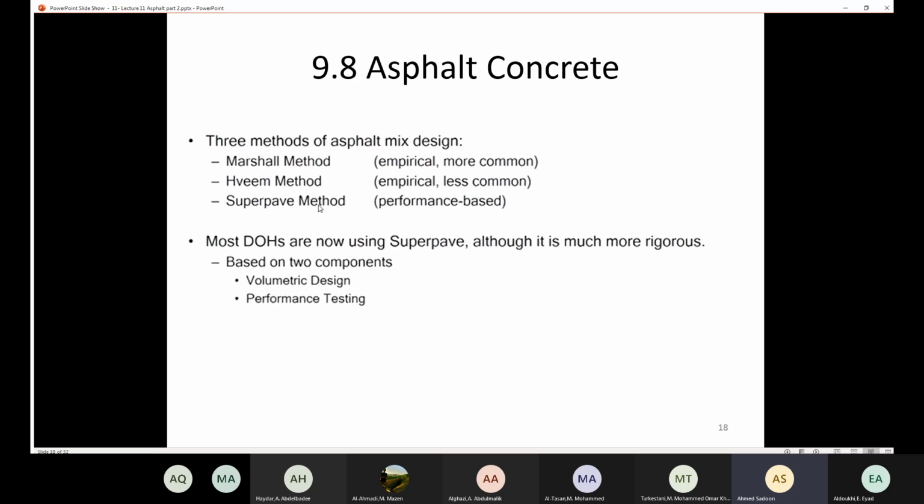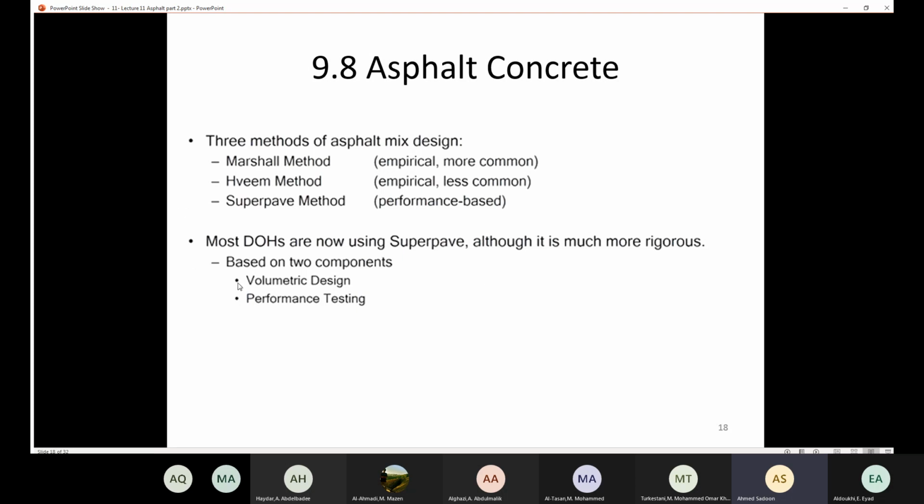Finally, we have the Superpave method. We say that this method has been introduced in 1987, and this method depends on the performance. It is the best method right now, and most of the DOH, the Department of Highways across the countries, are now using the Superpave, although it's much more rigorous. So this one is accurate. It requires a lot of tests. So it's not easy to come up with asphalt concrete using the Superpave method.